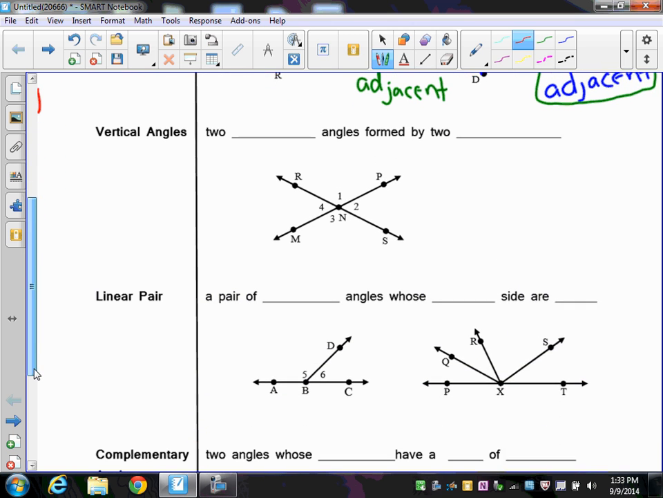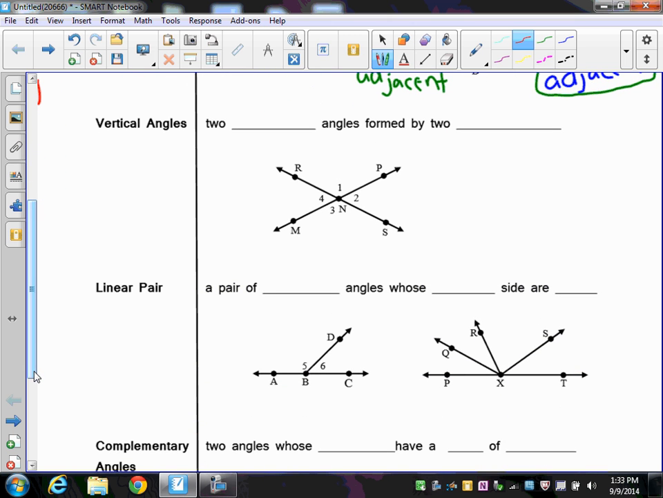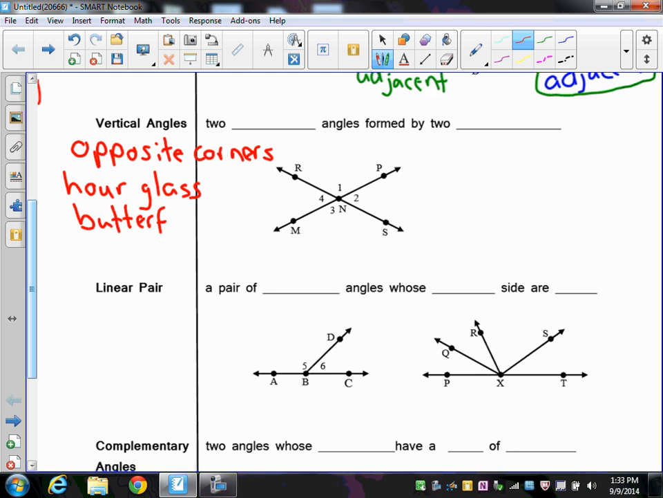Vertical angles are incredibly important. Vertical angles and linear pairs are probably the two most important things that you will have to remember this year. There's a couple ways that I like to remember vertical angles. First off, I say opposite corners. And we also have hourglass and butterfly. I'll explain those, hourglass and butterfly, in a second. But they are two non-adjacent.